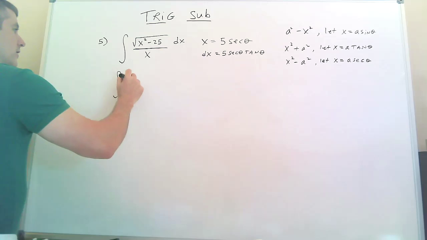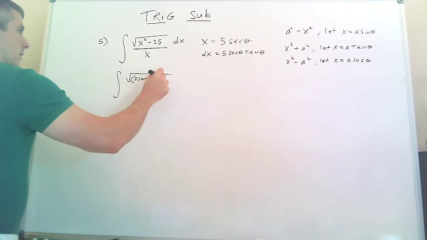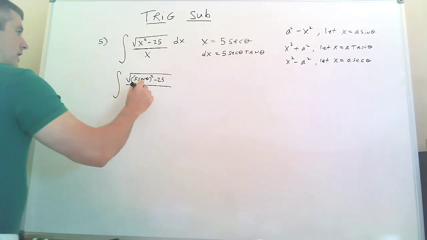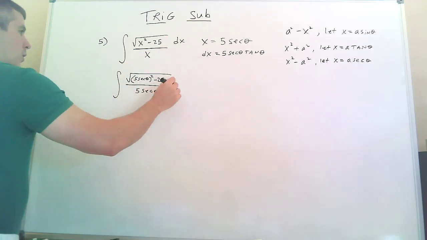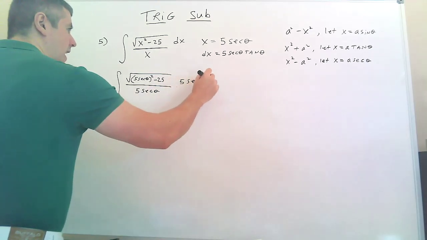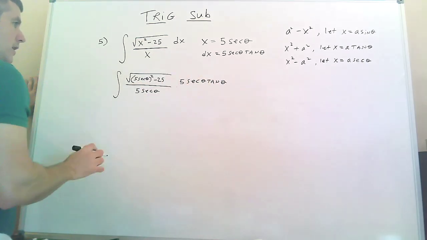So where the x is, I'm going to put 5 secant. This is why this time I will do this on the side. Where the x is, I'm going to put 5 secant. And then where the dx is, on the top of this, I'm going to put 5 secant theta tan theta. Now, yes, I could cross these out right now, but I'm not going to do that yet, okay?